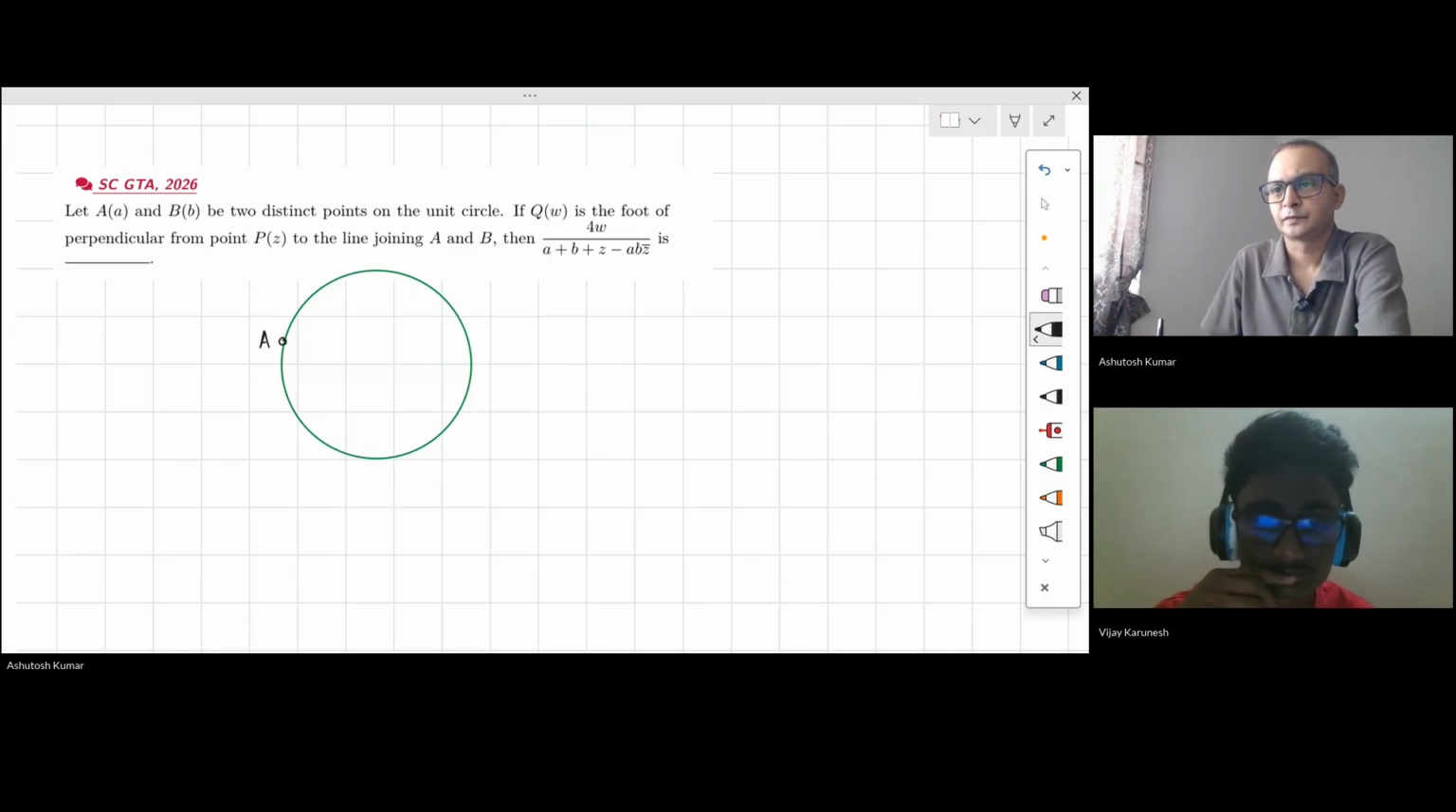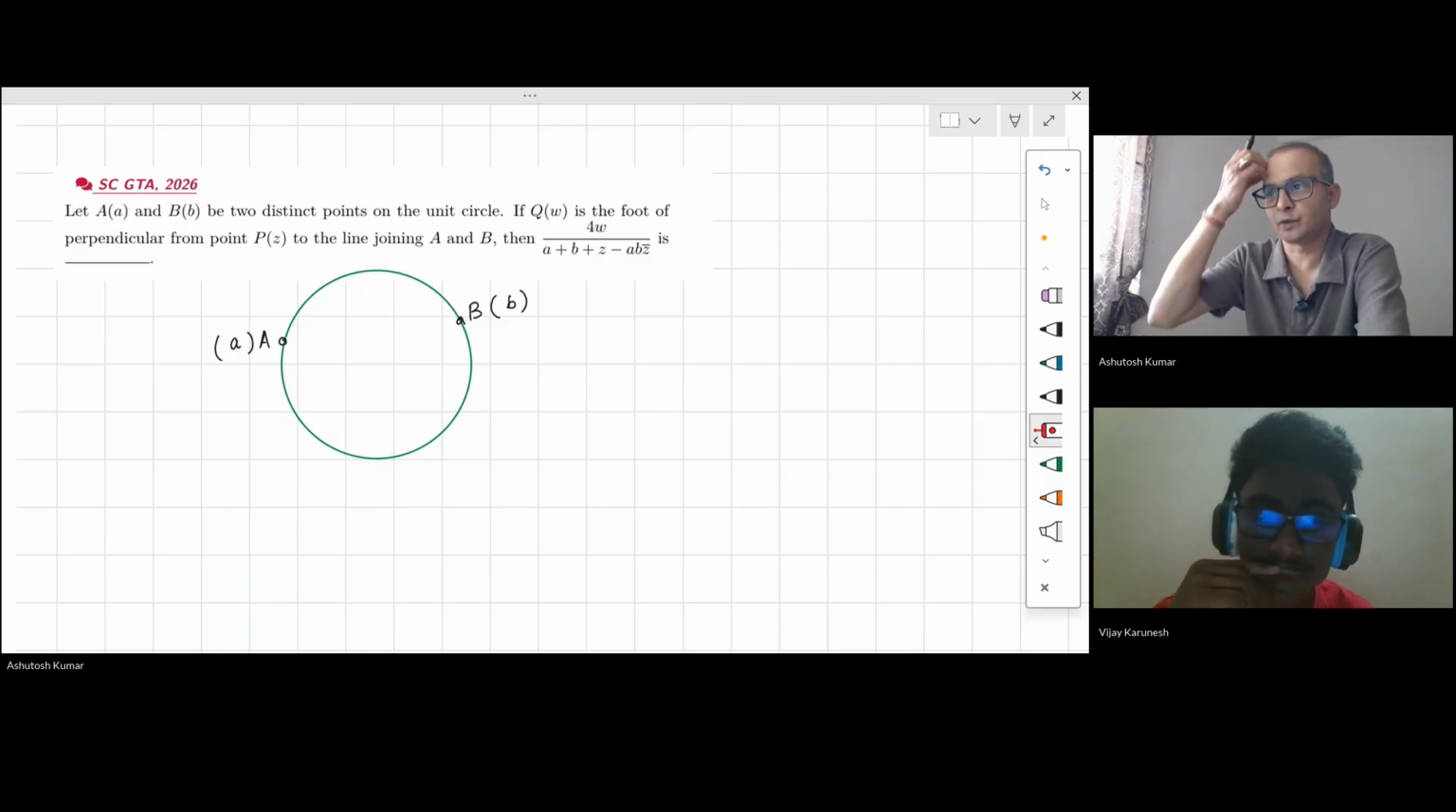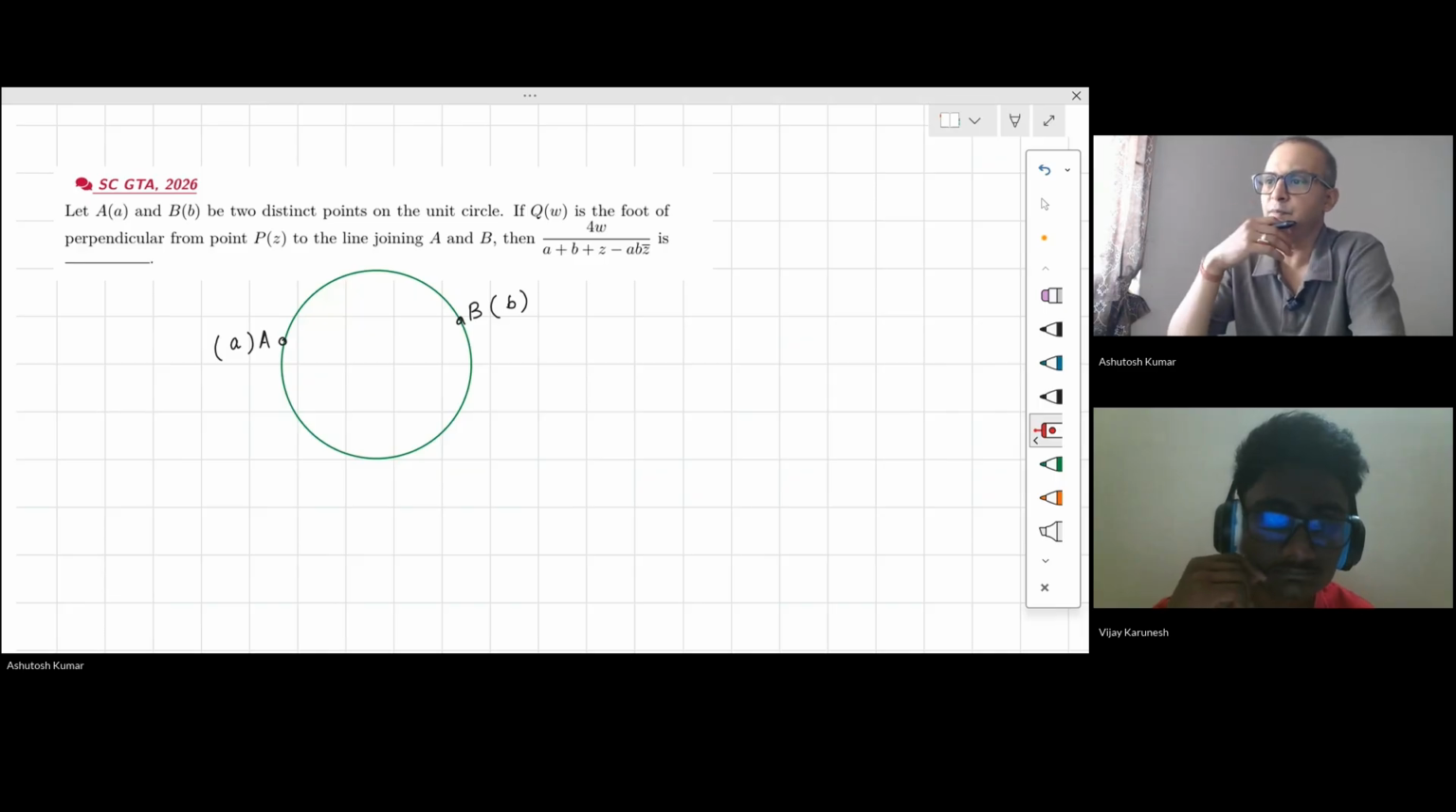Let's say B is over here, and A corresponds to the complex number A, and B corresponds to the complex number B. And how do I know that A and B are complex numbers? You see, because of the bar inside, they've given us A, it cannot be a one-coordinate point. It can't be possible. So A must be a complex number, then only it will represent a point.